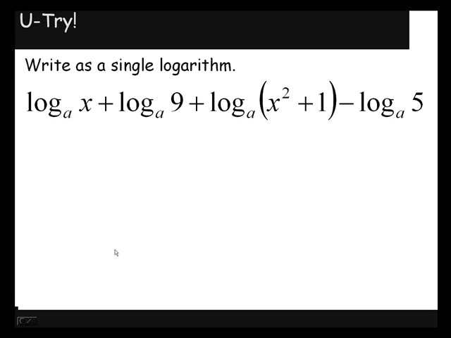You try. Here's a nice big long one, got 4 logs going on here. See if you can get that down to a single logarithm. Press pause. When you're ready to check your answer, press play.